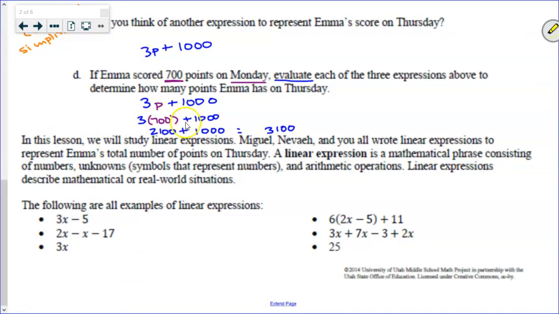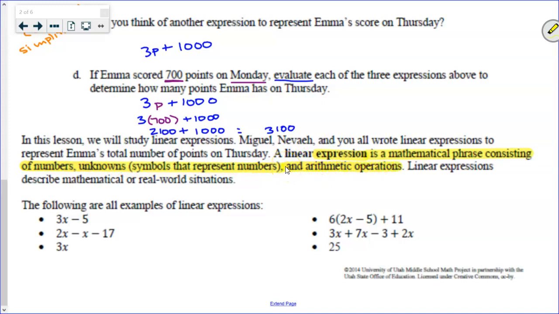So in this lesson, we're going to be studying linear expressions. Remember, linear is just a fancy way of saying we're only going to be using x's and units. Miguel, Nevaeh, and you all wrote linear expressions to represent Emma's total number of points on Thursday. A linear expression, I'm just going to highlight expression. An expression is a mathematical phrase consisting of numbers, unknowns, that's symbols that represent numbers, and arithmetic operations.